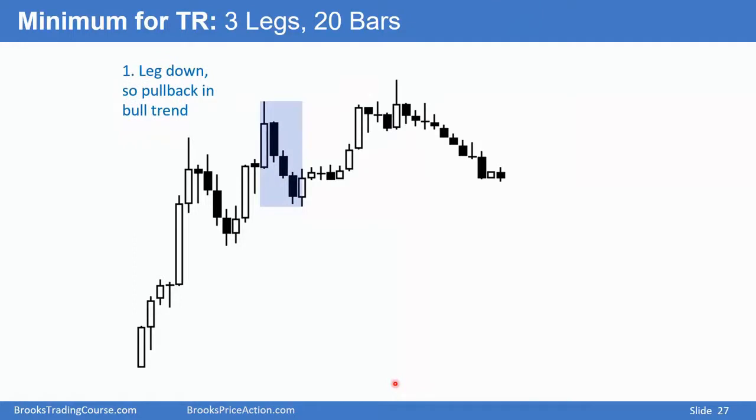What's the minimum for a trading range? Usually 3 legs and 20 bars. We have a leg down. It's still a pullback in a bull trend. It's still above this major higher low. Then we have a leg up, a resumption of the bull trend, a bull channel, higher lows, higher highs.